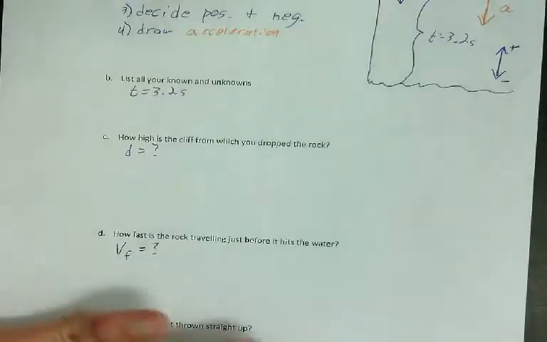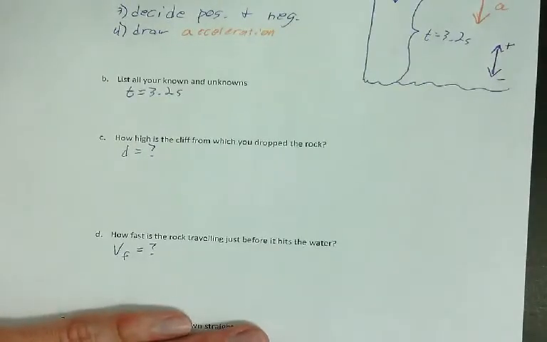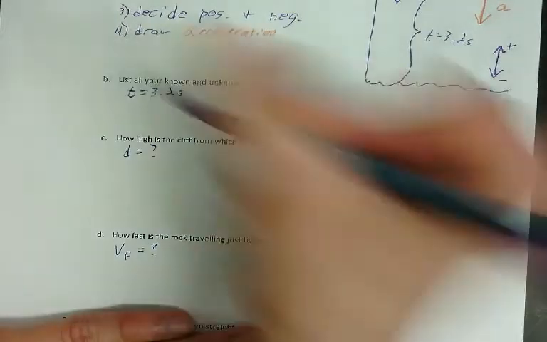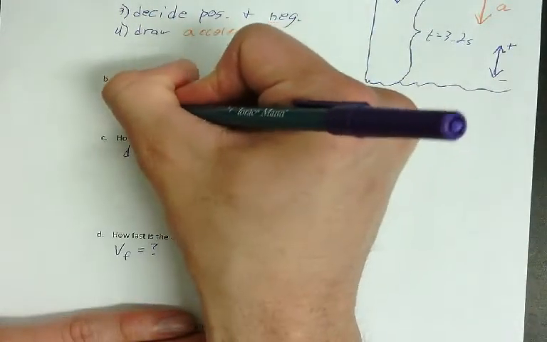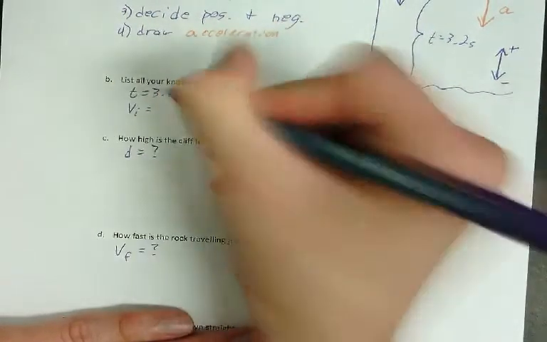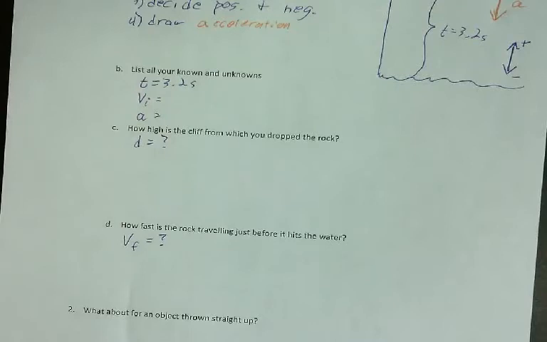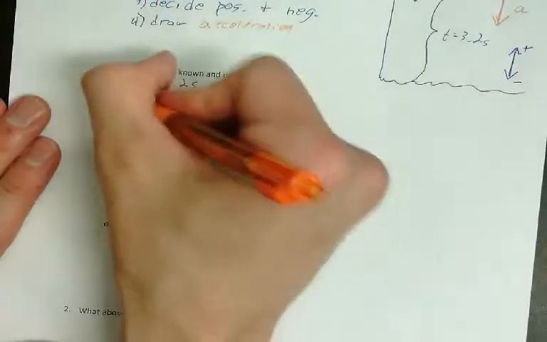This is a problem. I'm trying to solve an equation where I need 4 things, and I only have 1 known and unknowns. That's it. I have to know VI. I've got to know A. I can't solve for these if I don't know those values. But good news. You do know them.